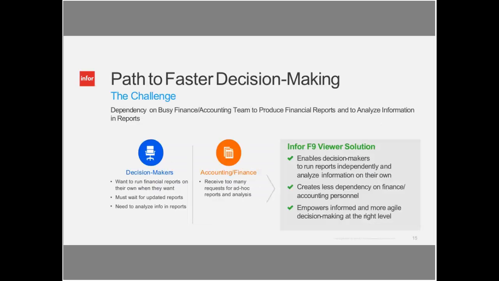All right, so really we hear this often, right? The challenge is there's dependency on the accounting department, and the accounting department is busy to produce reports as frequently as the decision makers want. So to streamline and speed up the reporting and the decision-making process, the F9 Viewer should be able to help you with that. It will enable the decision makers to run reports on their own and analyze the information.